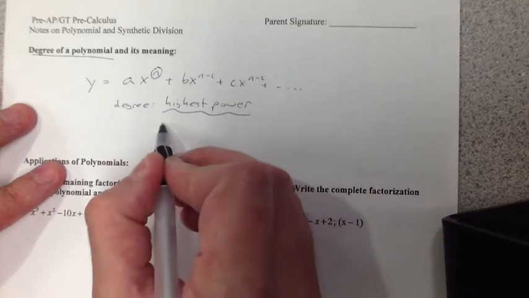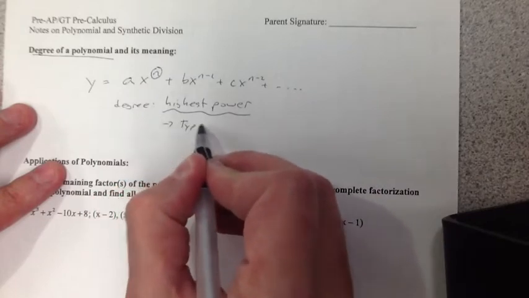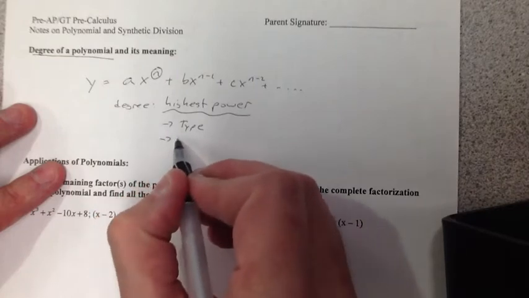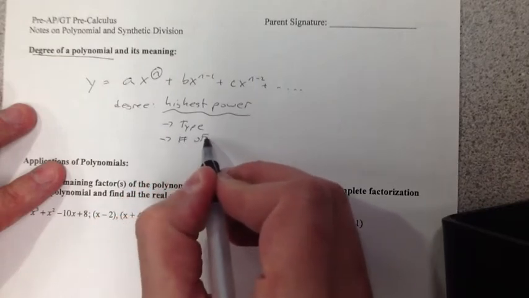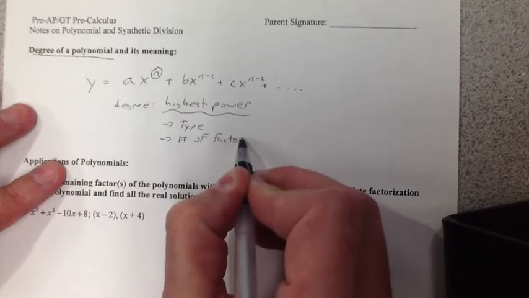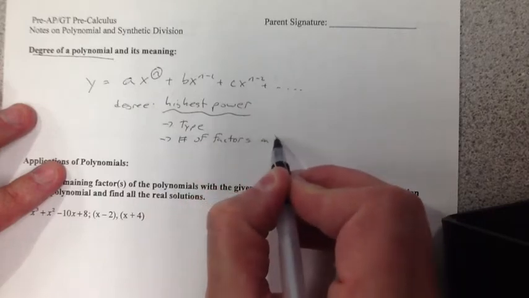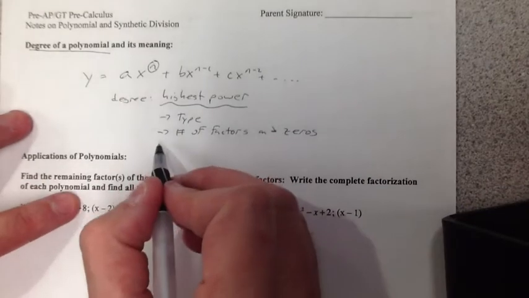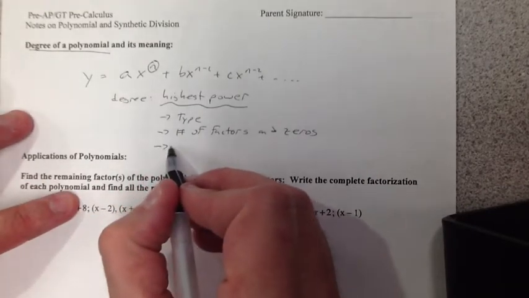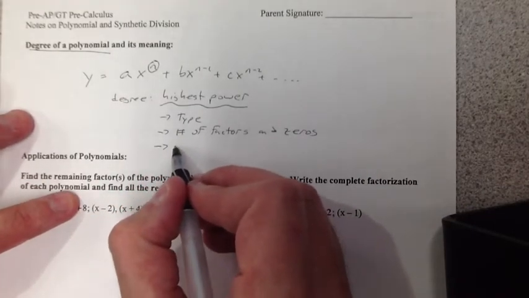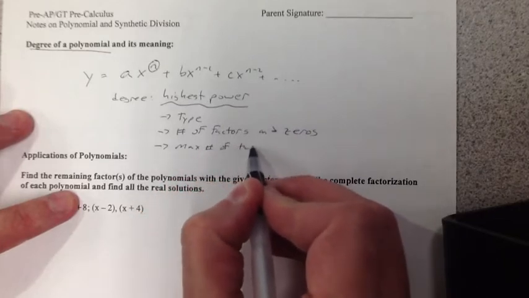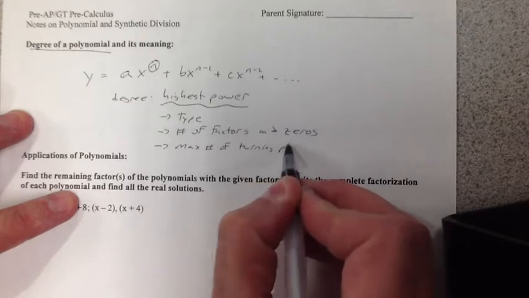Now there's a couple of things that it tells us. One, it helps identify the type. Is it even? Is it odd? And two, it determines the number of factors and zeros that a polynomial can have. Now the third thing it tells us, it determines the maximum number of turning points that a function can have.